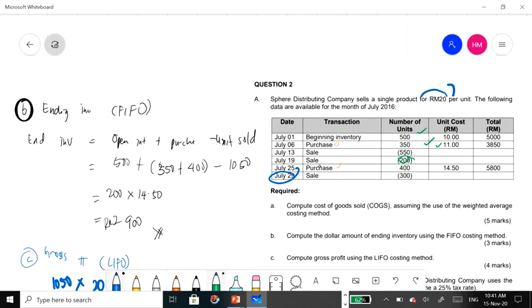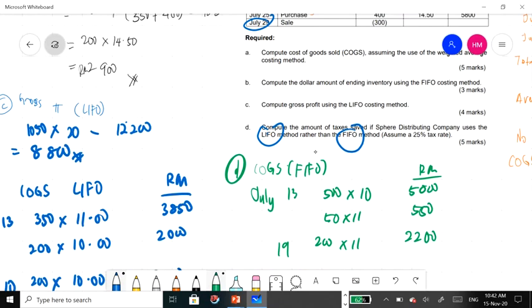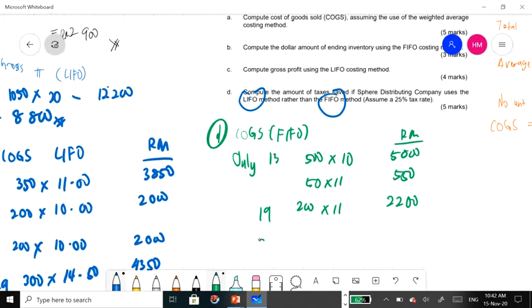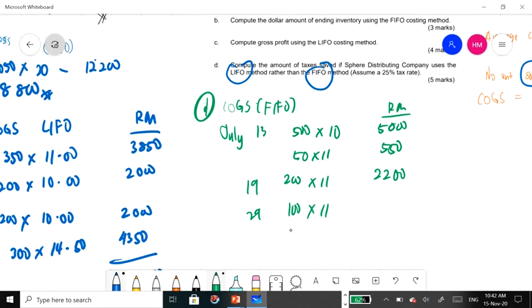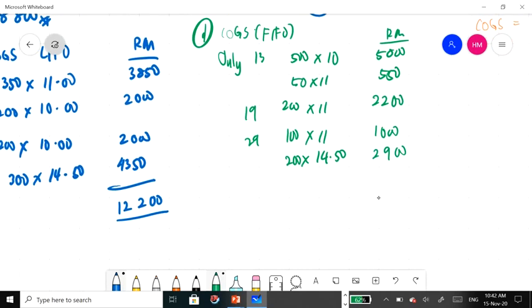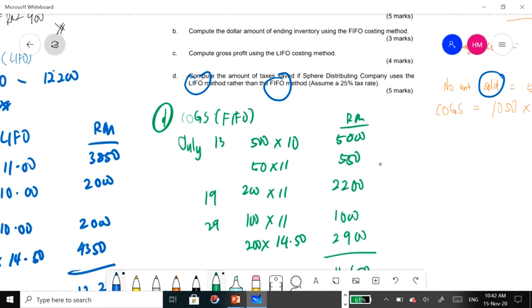So next you ada 300. So baki you masih ada lagi kan. Ada baki lagi 100 lagi. 29, 100 kita akan guna yang 11. And then 200 lagi kita akan ambil yang RM14.50. So you akan dapat 1,100 and 2,900. So total you punya COGS will be 11,650.